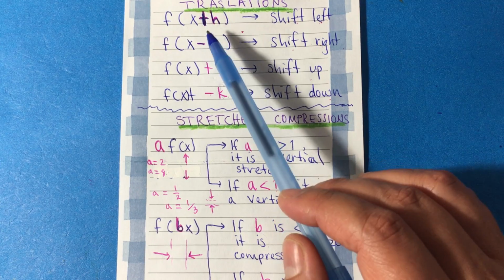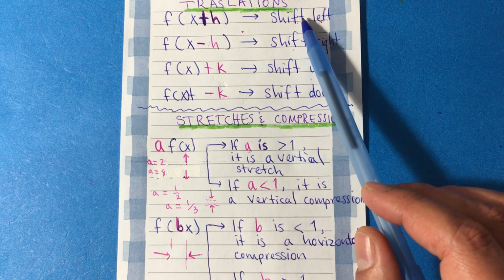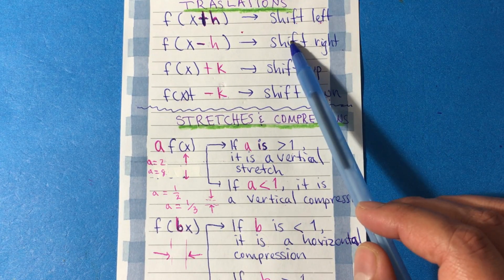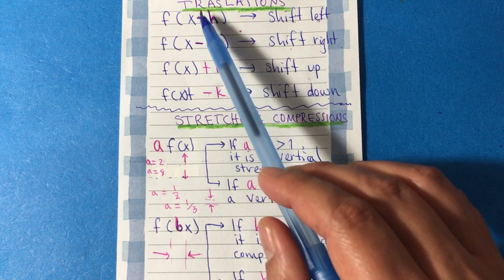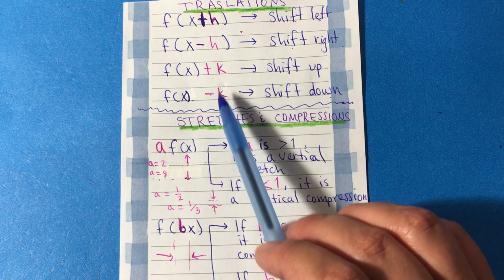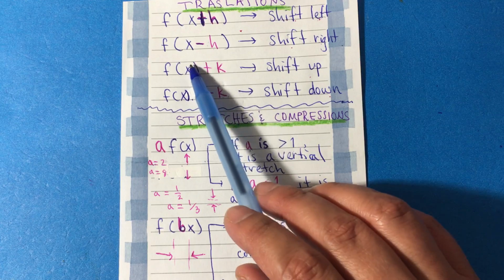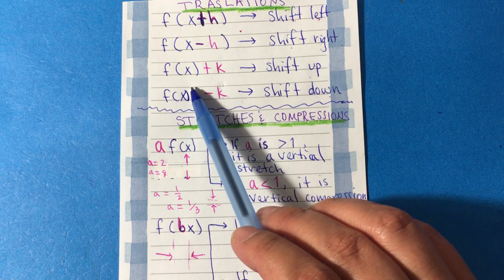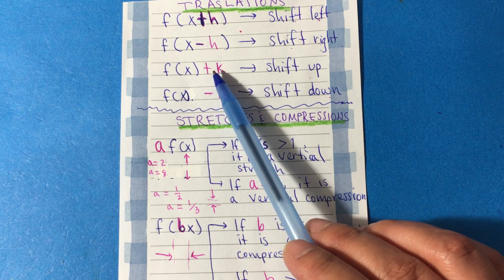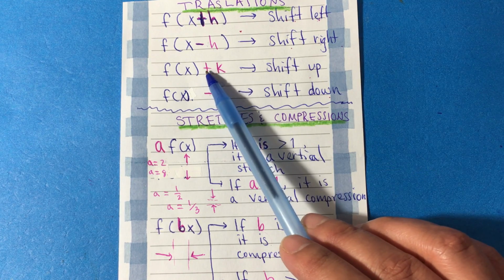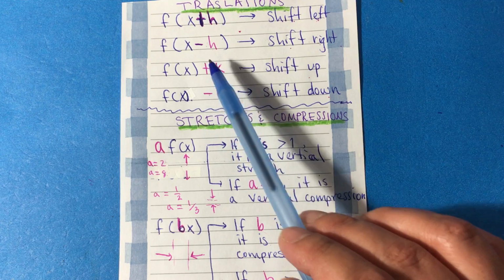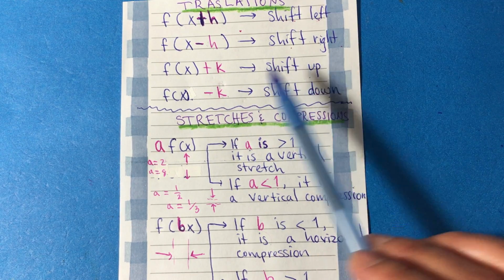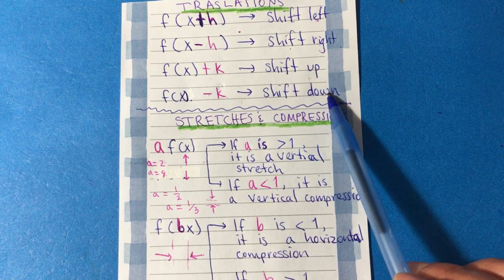So if you're adding or subtracting inside, it moves on x to the opposite of the sign. If you have addition or subtraction outside of the parentheses or outside of the square root or outside of the absolute value, it's going to shift on y and it follows the sign. So if it's positive, it shifts up. If it's negative, it will shift down.